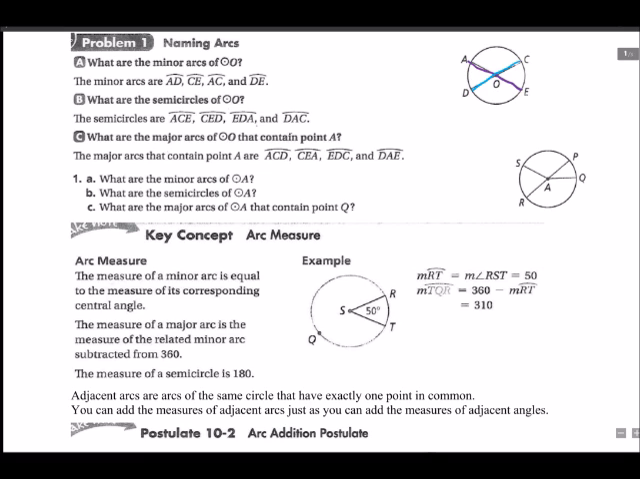The major arcs, all we have to do is go from one point past.